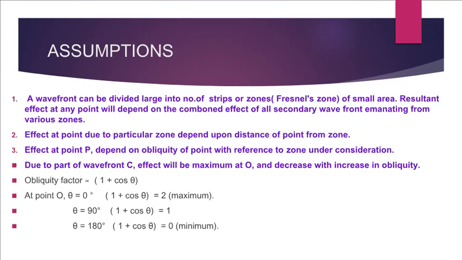The resultant wave depends on the obliquity factor, which is directly proportional to 1 plus cos theta. At point O, theta equals 0 degrees, then 1 plus cos theta equals 2. That is, the effect due to C will be maximum at point O. We will get a central maximum at point O. At theta equals 90 degrees, 1 plus cos theta equals 1, so the effect is half that at point O. At theta equals 180 degrees, the obliquity factor 1 plus cos theta equals 0, indicating no back wave.